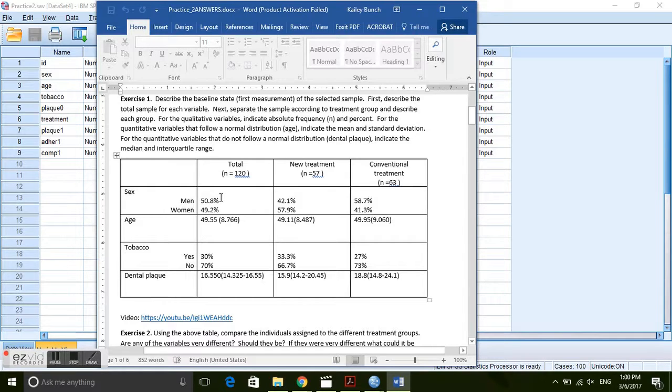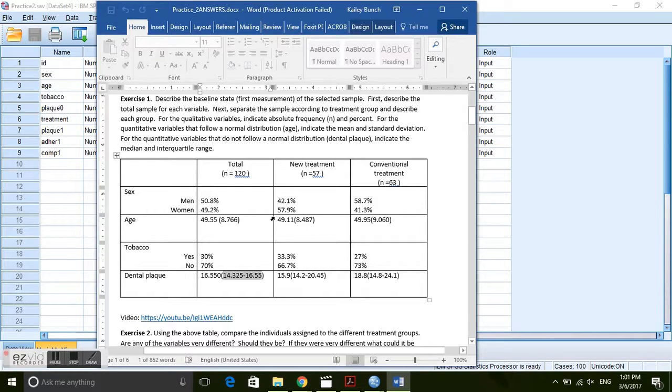When a variable is categorical, we need to provide the percentage or proportion, and when a variable is quantitative, we need to put the mean and standard deviation if the distribution is normal. But if the distribution is not normal, we need to provide the median and the interquartile range. So oftentimes we put the standard deviation and the interquartile range in parentheses after the mean or median.